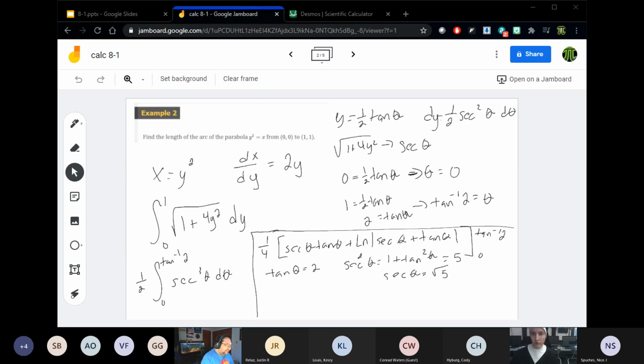Does that part make sense? How we found that? So now if we plug all this in, I've got 1/4. This first part is going to be 2 square root of 5 plus the ln of square root of 5 plus 2. And that's my final answer.